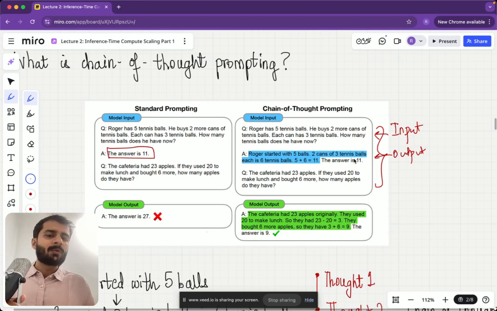But in the output, what we write is all the series of steps that are required to come up with the answer. For example, step number one is Roger started with 5 balls. Step number two is two cans of 3 tennis balls, each is 6 balls. Step number three is 5 plus 6 equal to 11. And step number four is the answer is 11. So there are four steps which I have explicitly mentioned in the output. This is called chain of thought prompting.